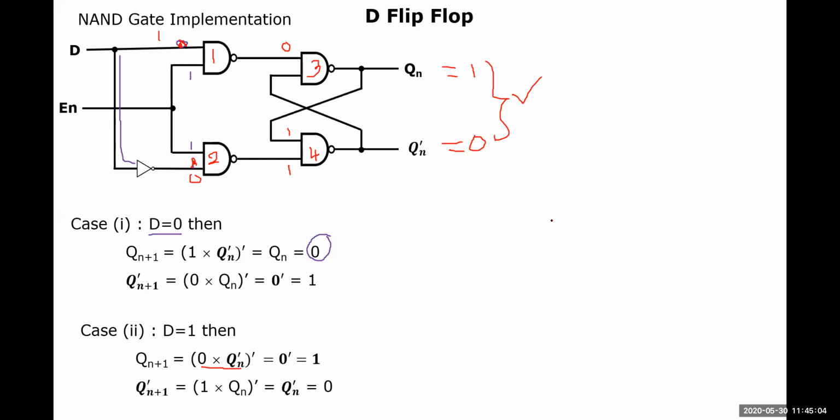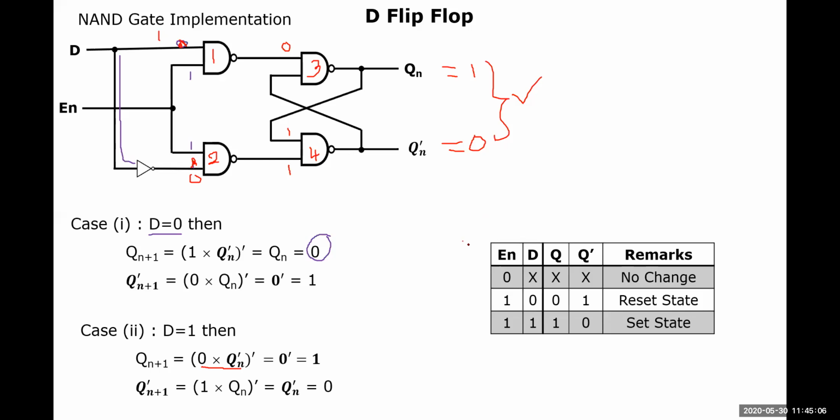Okay. However, this is the functional table. So this is the functional table. When enable is equal to 0, nothing will happen. Enable equal to 1 means the electricity is continuously passed. Then if D is 0, Q complement equals 1 and Q equals 0. Therefore that is called the reset state.